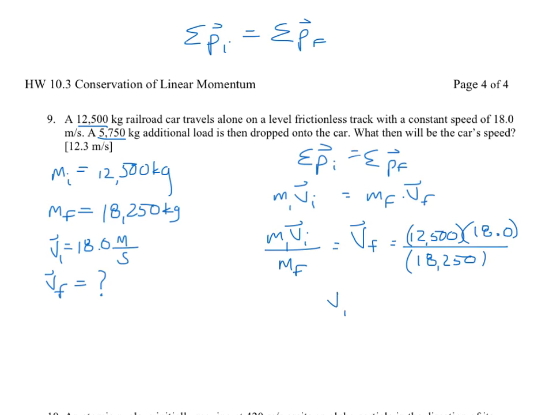So what's the final velocity of the car? 12,500 times 18 divided by 18,250 is 12.3 meters per second. It's our final velocity. Now the car is going in the same direction. It hasn't changed direction. It hasn't hit anything else. But the initial velocity was 18 meters per second, and now it's cut down to 12.3 meters per second because the mass increased, which means the velocity has to decrease in order for momentum to be conserved before and after that event, that collision right there.